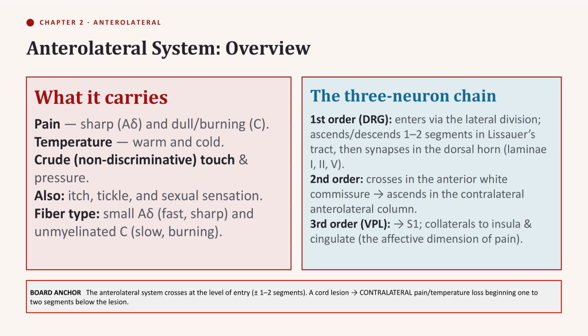The board anchor. This system crosses at the level of entry, give or take 1 or 2 segments. So a cord lesion produces contralateral pain and temperature loss, beginning 1 to 2 segments below the lesion.